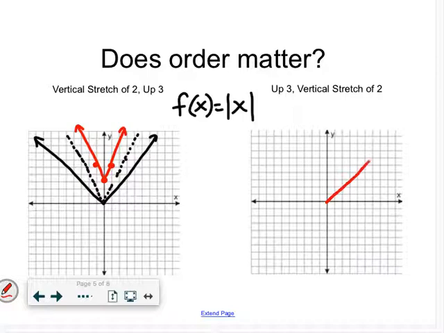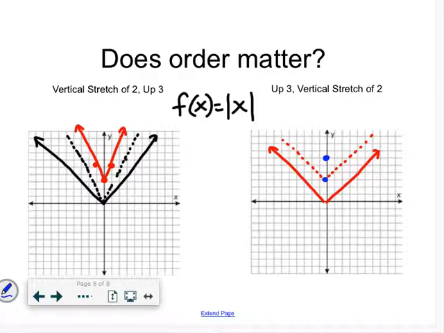Versus, here's the absolute value. If I move it up 3 first, it's going to have the same side slope that it did before, which is up 1 over 1. And then, when I vertically stretch it, remember to vertically stretch is to multiply all of your y values by that number. So now if I stretch them by 2, I'm going to multiply all my y's by 2. This point right here is at 0, 3. The y is 3. So when I multiply that by 2, I get 6. So now my vertex is at 0, 6.